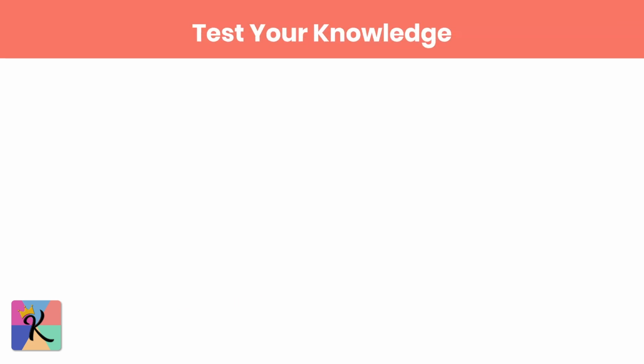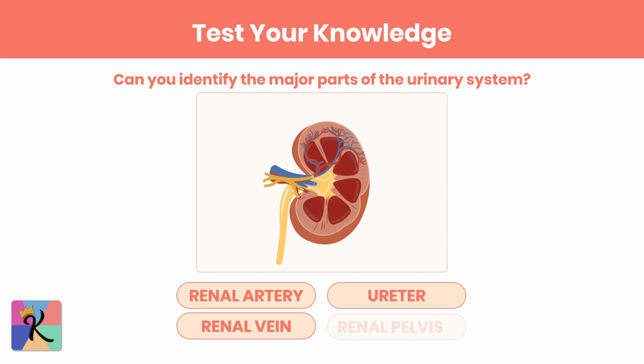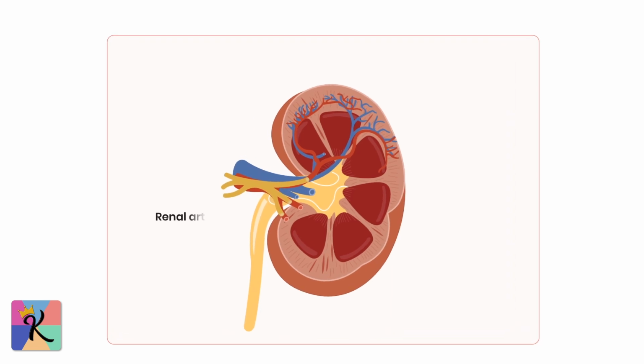Let's test your knowledge. Can you identify the major parts of the urinary system? Pause the video and see if you can label the renal artery, renal vein, ureter, and renal pelvis. Here are the answers. Renal artery carries blood into the kidney. Renal vein returns purified blood to the inferior vena cava. Ureter transports urine to the bladder. Renal pelvis collects urine within the kidney.